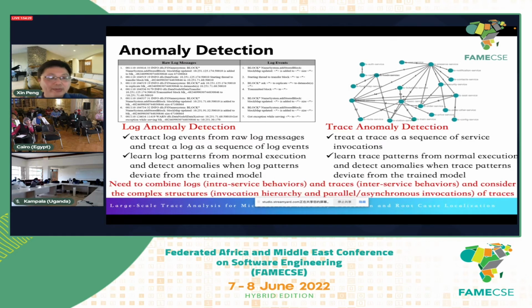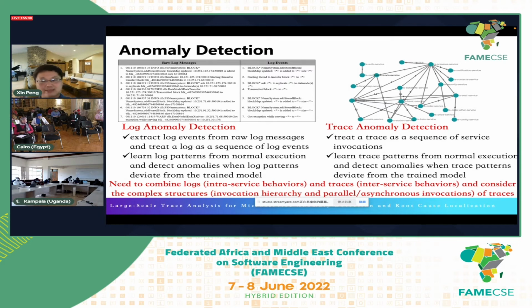But we should note that we need to combine logs and traces together, because logs represent the intra-service behavior. For example, logs are produced by different methods in your code. So in each service, when a service is invoked, the executed method will produce some logs. So the logs record the intra-service behavior, and the traces record the inter-service behavior, because traces record the service invocation chain for requests.